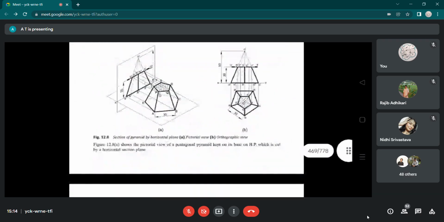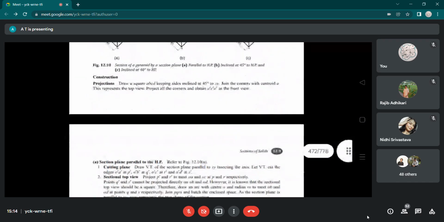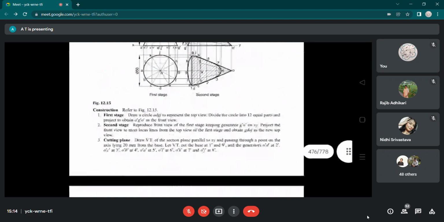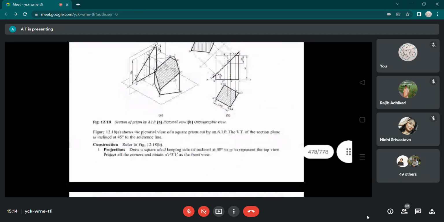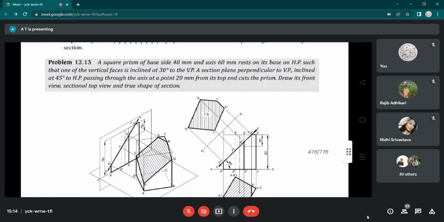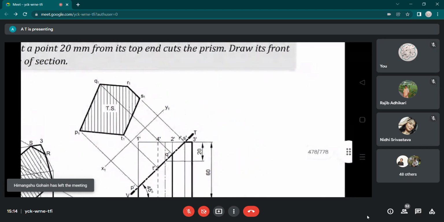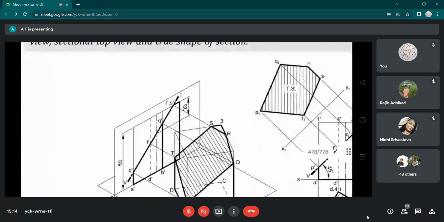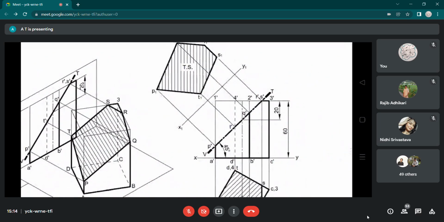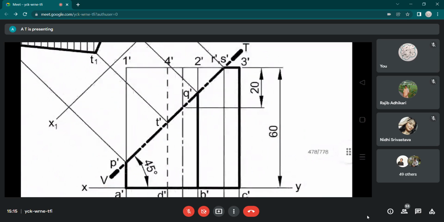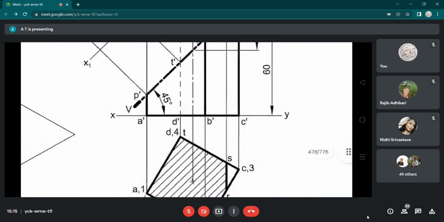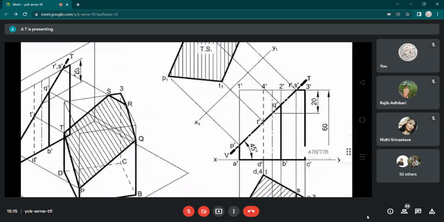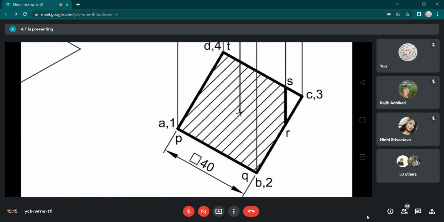I'll show you the question here. The question was: draw its front view and sectional top view. You got the front view, this is the front view. You got the sectional top view, this one is the sectional top view.